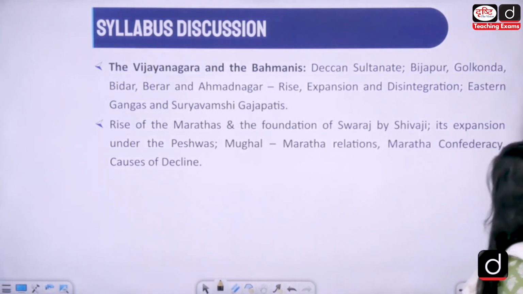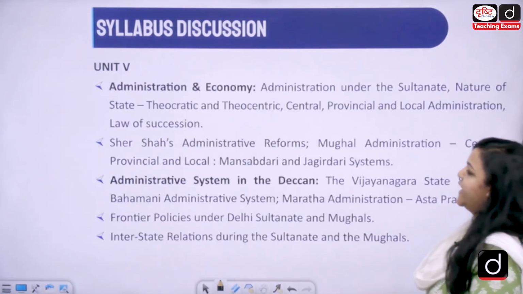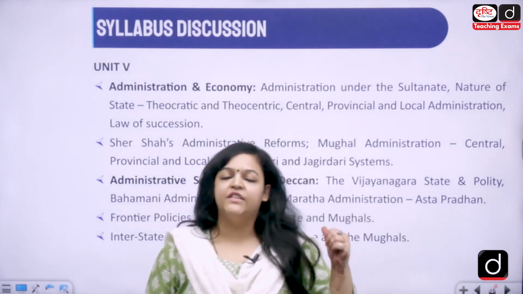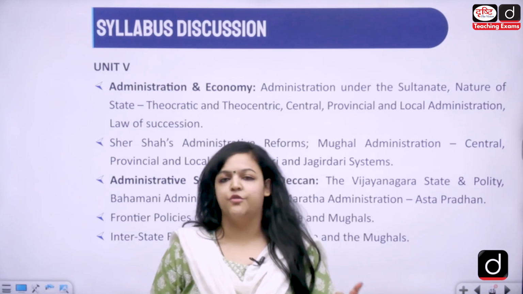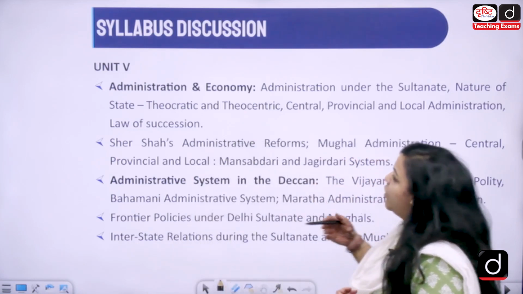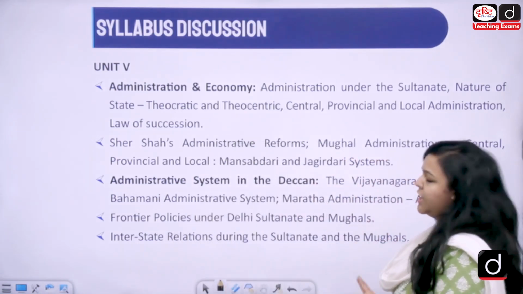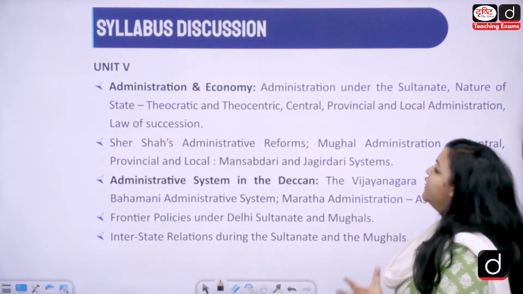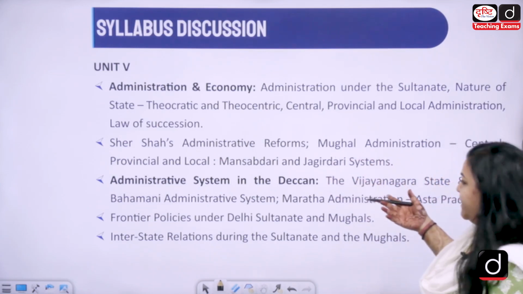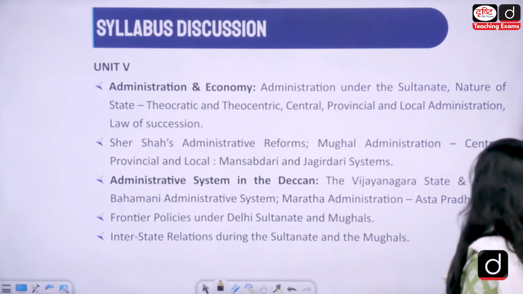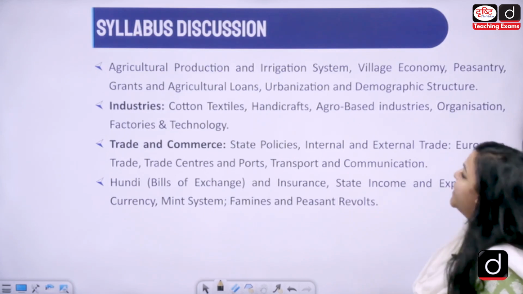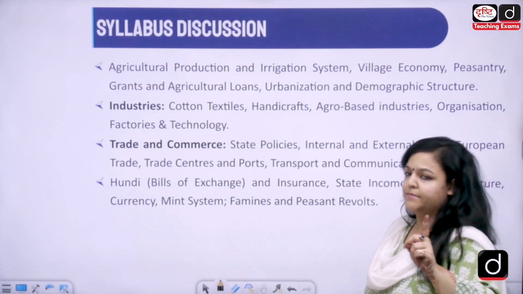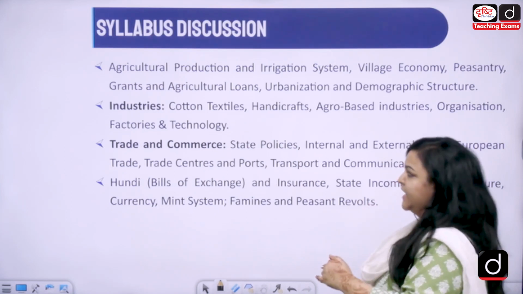Now, Unit 5 is again all about the political history of the dynasties that we have discussed in Unit 4, right? So we will talk about administration and economy of Delhi Sultanate, Vijayanagar, Bahmani, Mughals, Marathas. Then similarly, we will talk about administrative system in Deccan, Sher Shah, Delhi Sultanate, okay? Then we will talk about industry. Again, all the dynasties mentioned in Unit 4 will be discussed in detail.